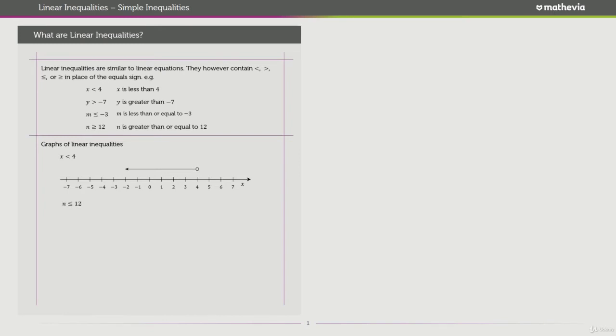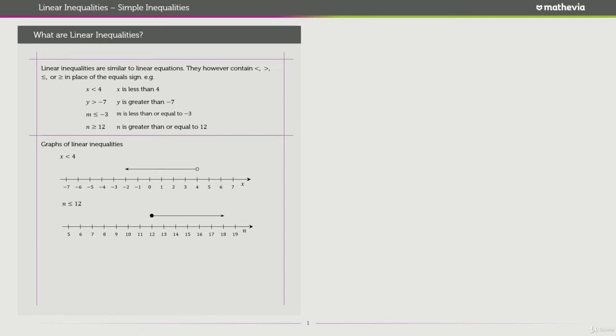Let's do another one. We have n. In this case, n is greater than or equal to 12. Similarly, we're going to plot this on a number line, and we introduce n, our values, and we have 12. So we introduce our circle there. We have 12 and a line pointing to the right, and basically this tells you we're talking about values greater than 12. So n is greater than 12, not less than. We have our arrow pointing to the right, covering values 13, 14, 15, 16, 17, 18, 19, and so on.